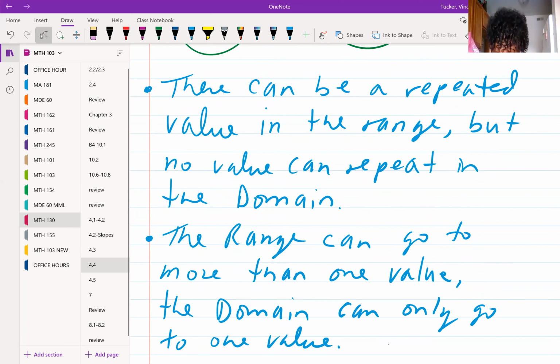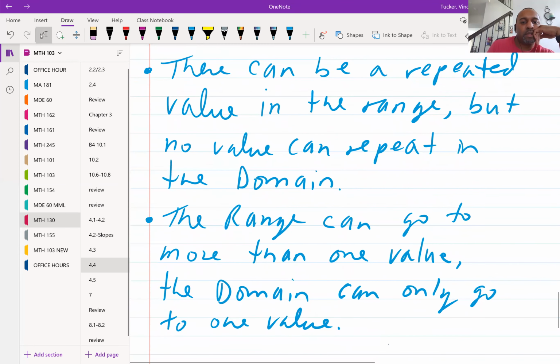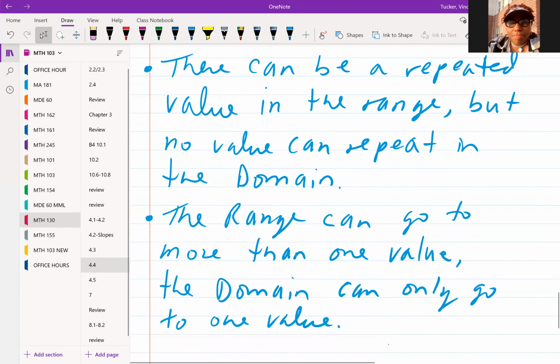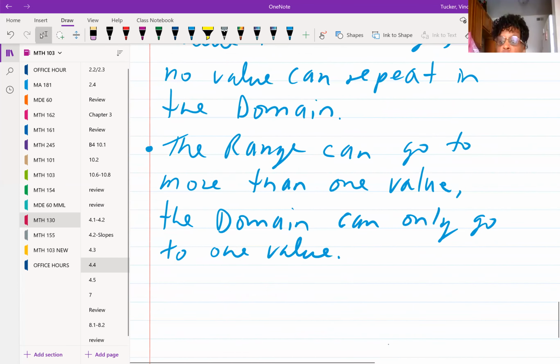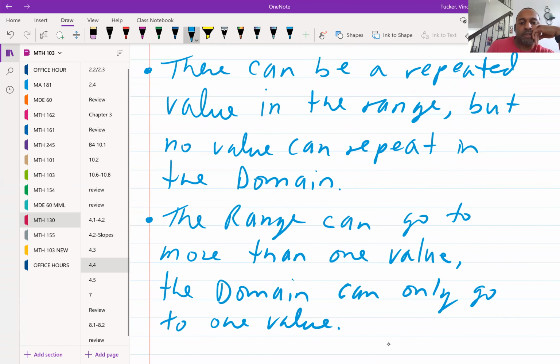So there can be a repeated value in the range, but no value can repeat in the domain. The range can go to more than one value. The domain can only go to one value. All right, are we good with these statements? Yes, sir. Okay, I'm sorry again. The range can go to more than one value, but the domain can only go to one value. I didn't put the "but." I can put "but."